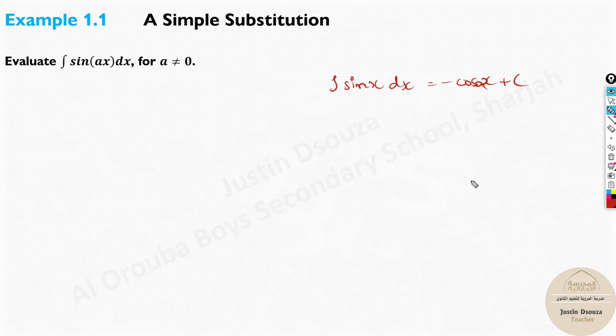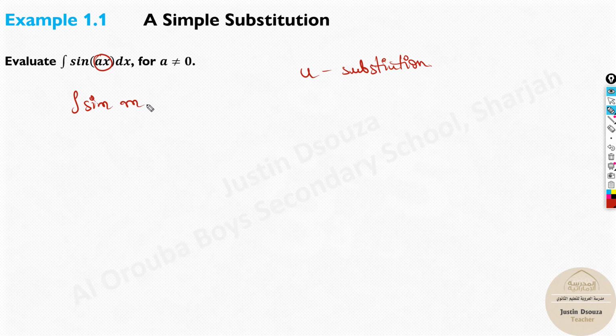Whatever answer we get will be like a formula. If you see any more such cases, you can directly write the answer once we derive it. How we solve such problems is by u-substitution. Here you can see this ax is a problem. Why? Because we know the formula only for sine x dx, that is negative cos x plus c. But if we had the integral of sine m with respect to m itself, then I know the answer would be minus cosine m plus c.